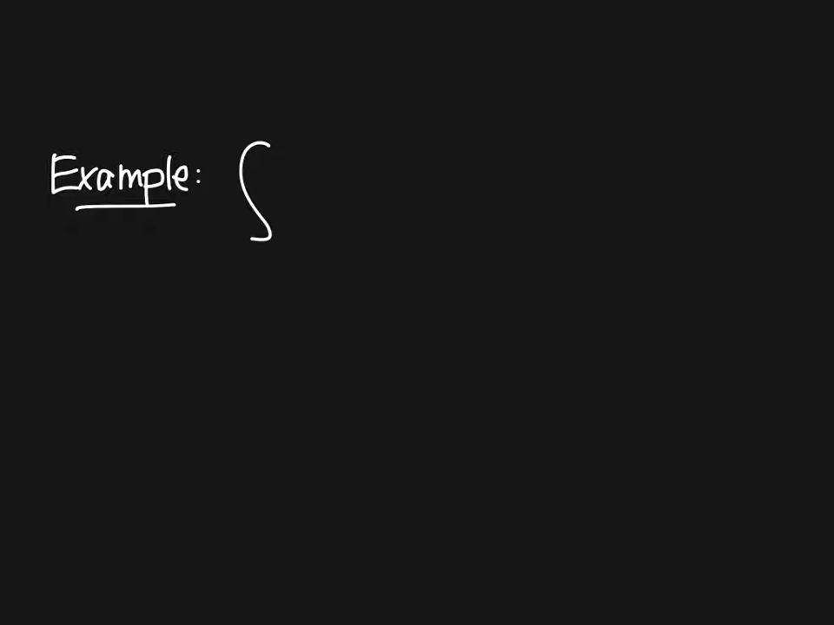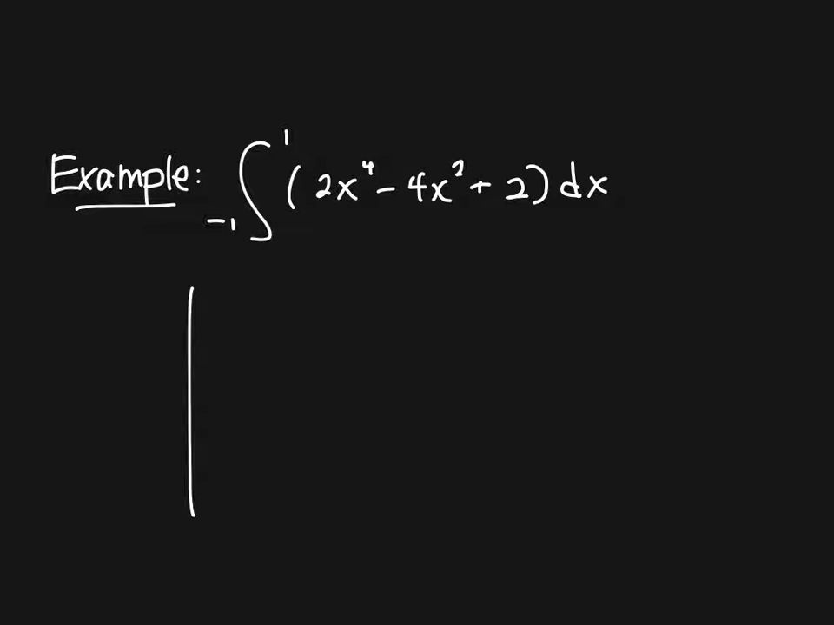Okay, the integral from -1 to 1 of the function 2x to the 4th minus 4x squared plus 2 along the x-axis. So if you are asked to draw the meaning of that integral, you would draw that function and you would identify the area that's trapped between -1 and 1 and the x-axis. So this function is a quartic function, which means it looks like a W.